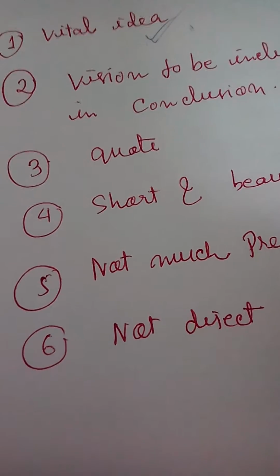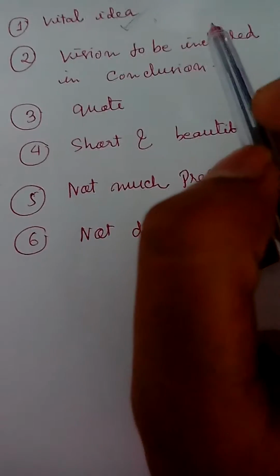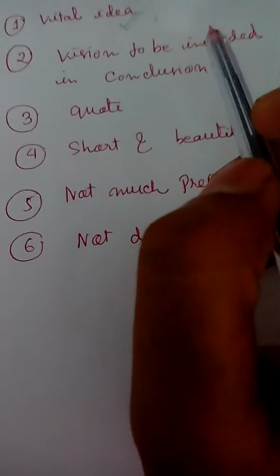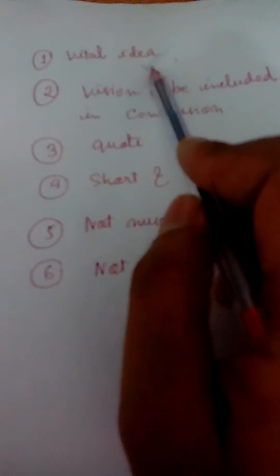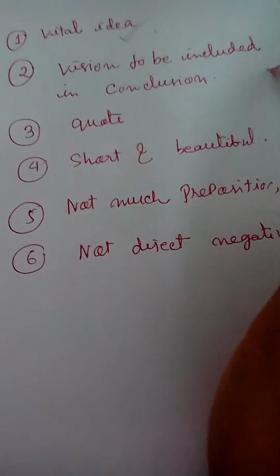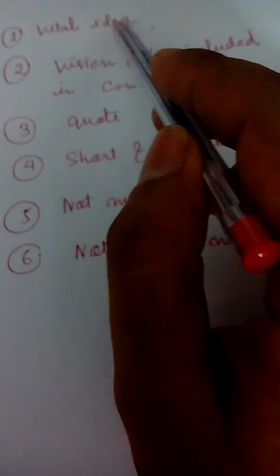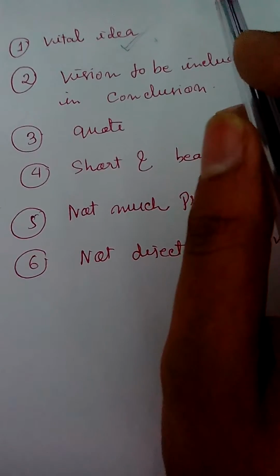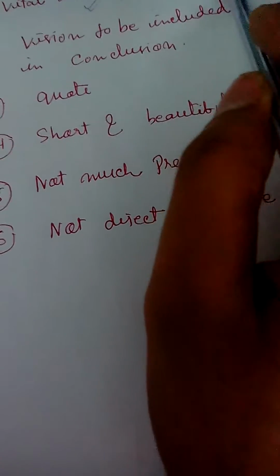Here I'm going to tell you how to write a good introduction, right? There are some general characteristics which are necessary in an answer. For example, the vital idea. Mind that here I am going to tell you about the introduction of an answer. An introduction must touch the vital idea, meaning whatever the question is asking. It has to touch the idea of the question, the keywords of the question, right?